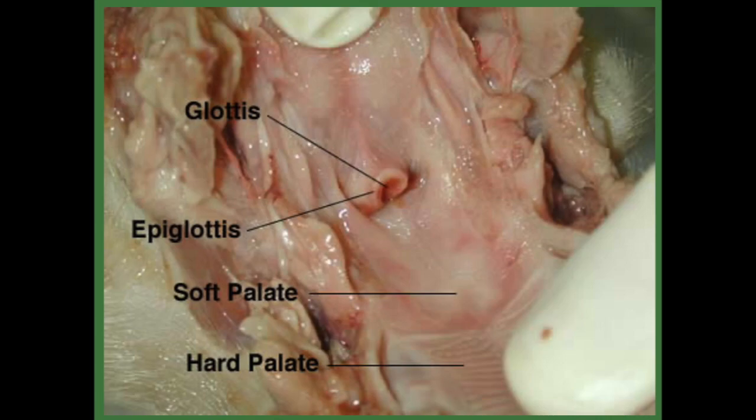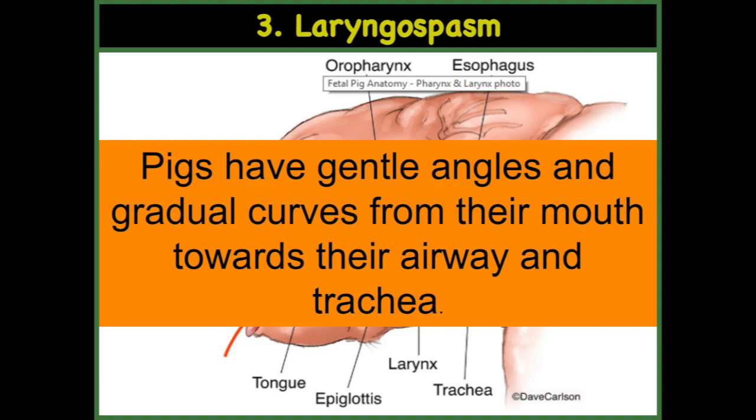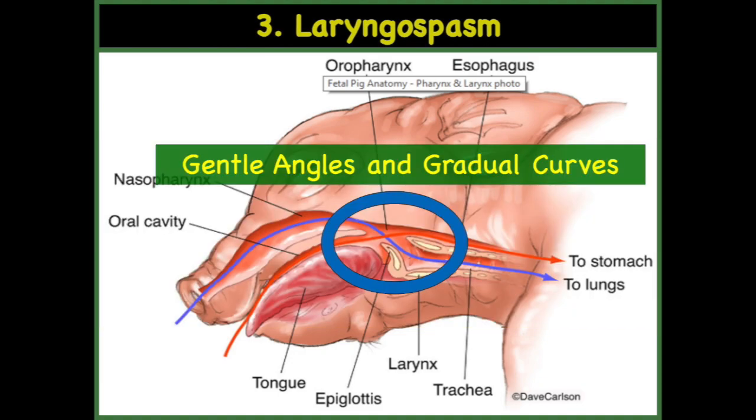So it is a much more protective mechanism, the epiglottis, than in the human. One other thing that the pig has is that they have gentle angles for their airway. And we have very sharp right turn angles, and that makes for liquids dropping down and having the chance to go into the trachea. So you'll see that I have that circled in blue, that gentle angles and gradual curves, and that protective epiglottis really prevents substances from getting down into the trachea and instead going down to the esophagus where they're supposed to go.